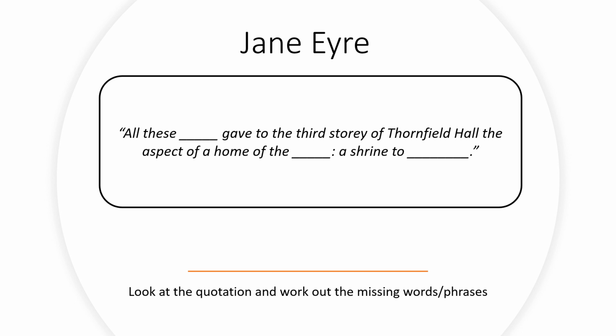So the first quotation says then, all these blank gave to the third story of Thornfield Hall the aspect of a home of the blank, a shrine to blank.